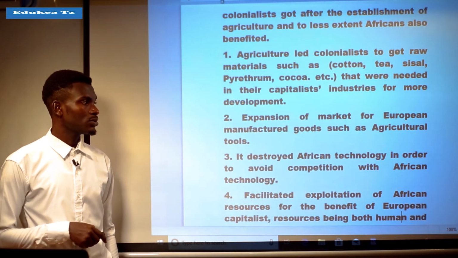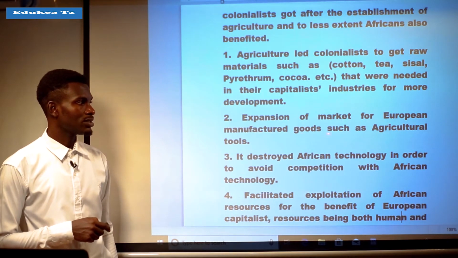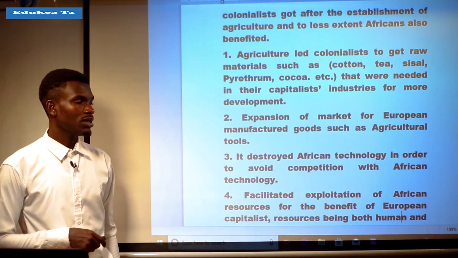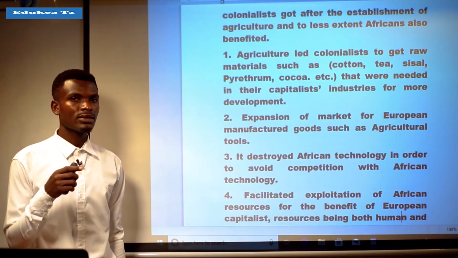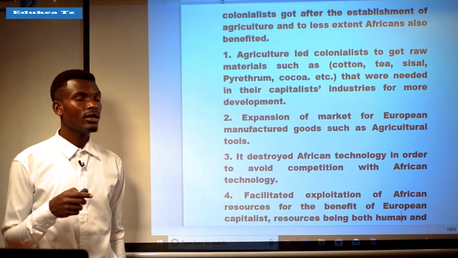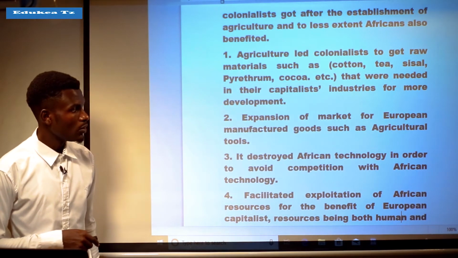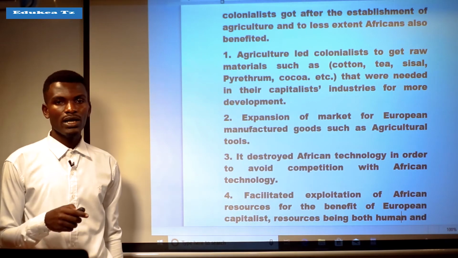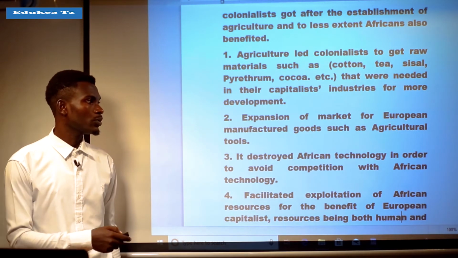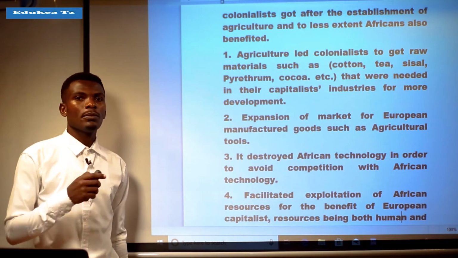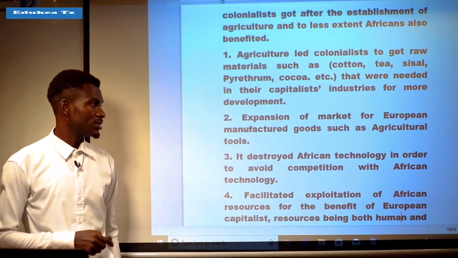The second significance was the expansion of the market for European manufactured goods such as agricultural tools. It means that another significance of agriculture in the colonial economy was the expansion of the market for European manufactured goods such as agricultural equipment or tools which were manufactured in Europe and imported into African colonies.